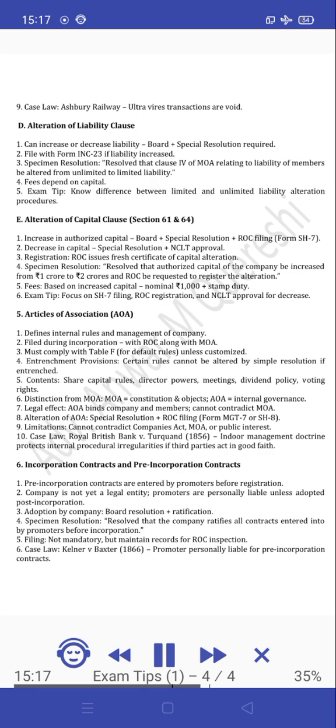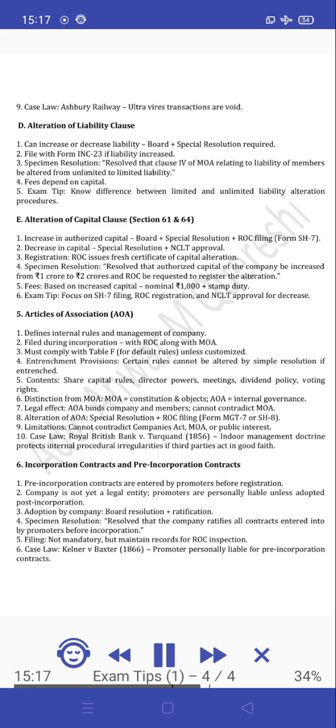6. Distinction from MOA. MOA equals constitution and objects. AOA equals internal governance. 7. Legal effect. AOA binds company and members. Cannot contradict MOA. 8. Alteration of AOA. Special resolution plus ROC filing, form MGT7 or SH8.